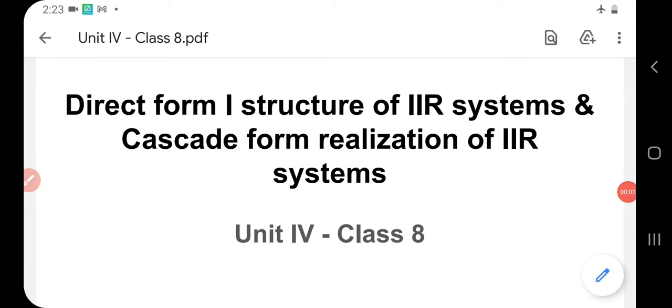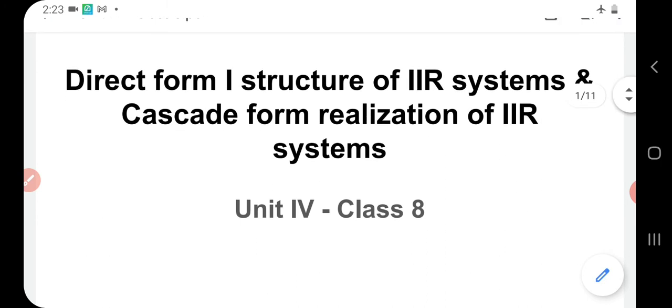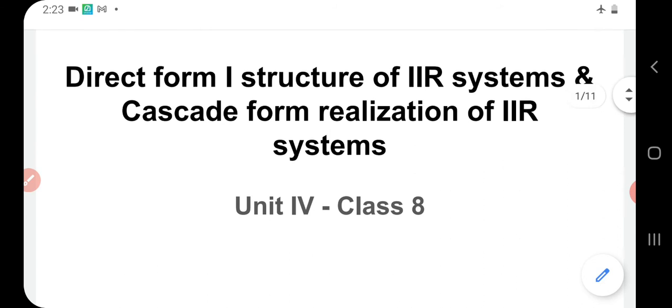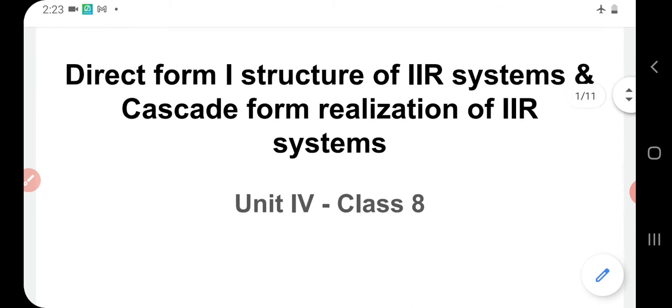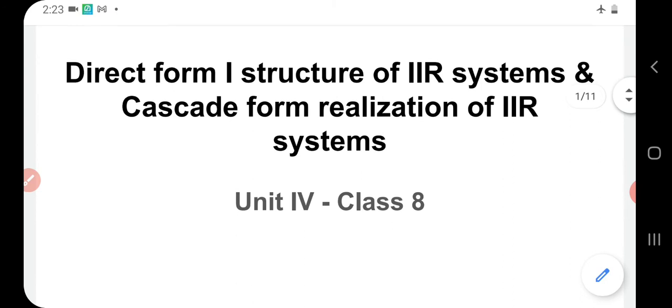Good morning. In today's class, we will learn about the direct form structure of IIR systems and the cascade form realization of IIR systems. These are the basic topics. IIR, that is infinite impulse response, filters can have various types of structures. One is the direct form 1 structure, the other is the direct form 2 structure, and the third is the cascade form structure. So today we will briefly cover direct form 1, direct form 2, and finally the cascade structure.